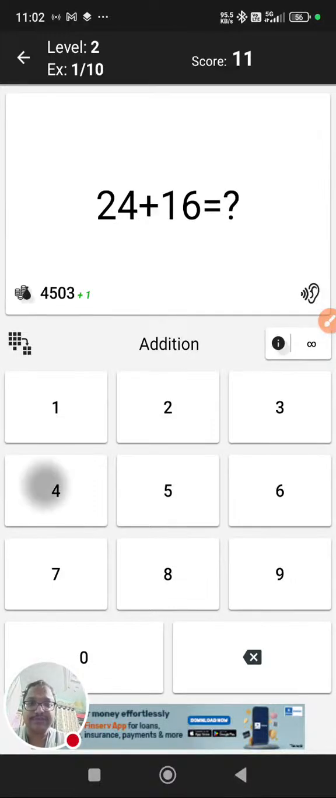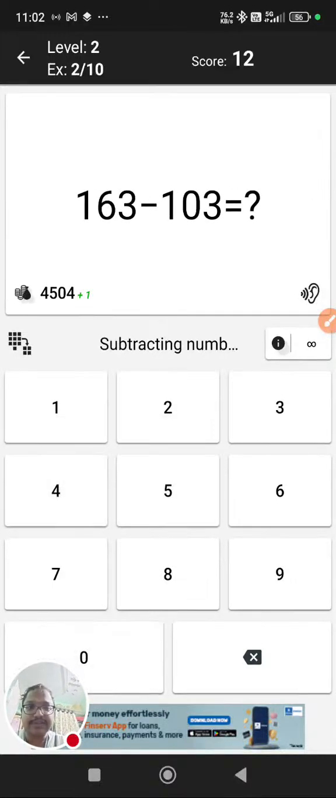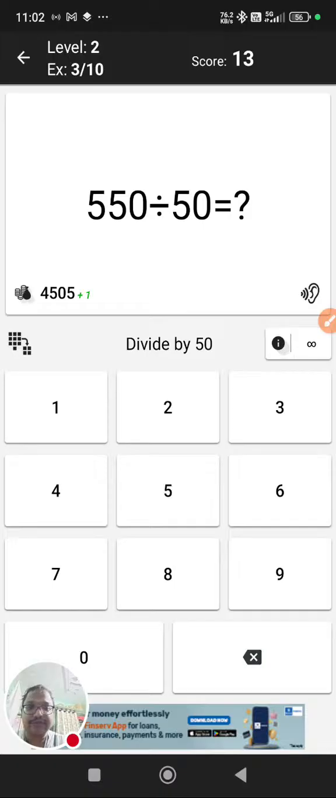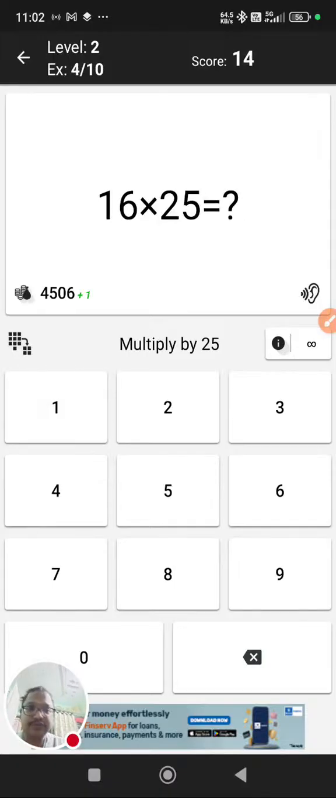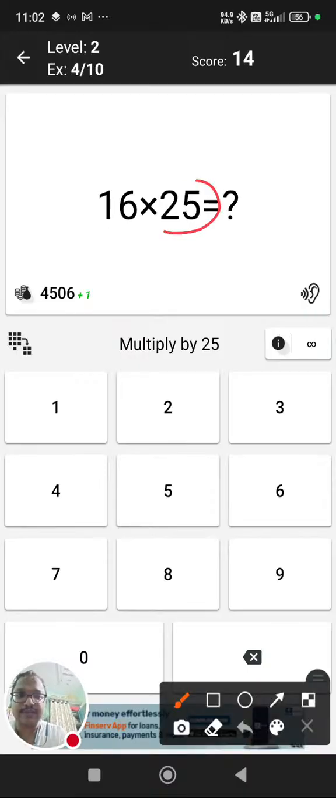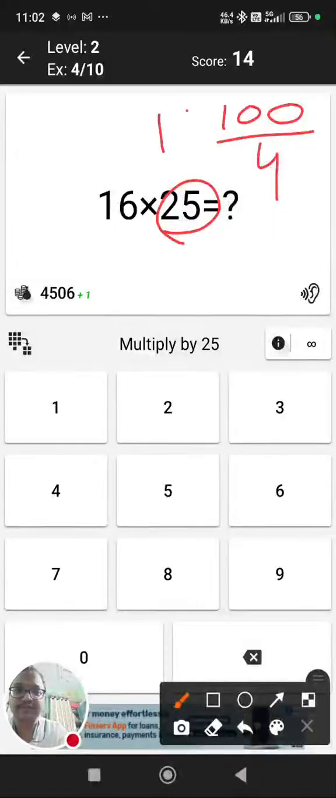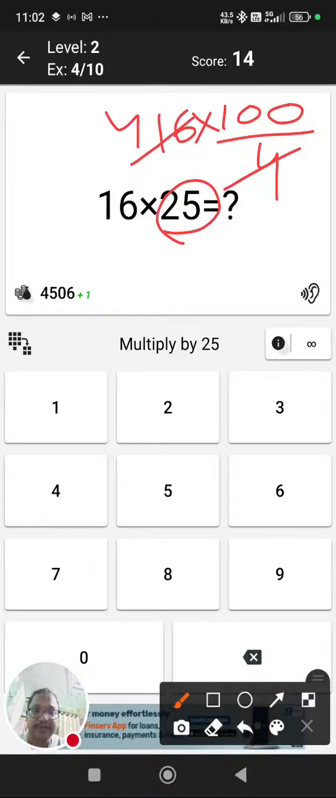24 plus 16, which will be 40. Here 60. 550 divided by 50, 11 times. So here if we see a number multiplying with 25, instead of 25 we use 100 divided by 4, and it is multiplying with 16. 4 times 16, 4 into 100, 400 is the answer for this one.